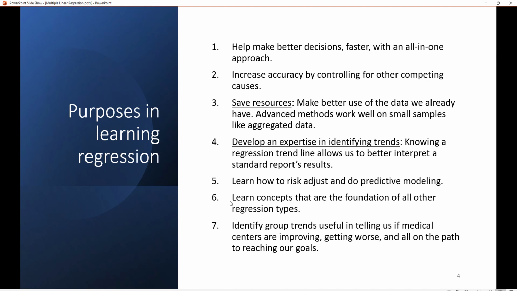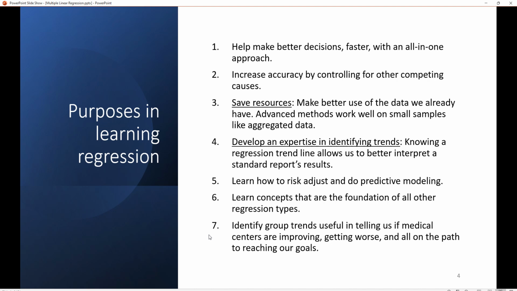Number 6 is to learn concepts that are the foundation of all other regression types. Multiple linear regression was the first regression type, and it set the standard on the things that we look at. We actually have fewer assumptions if we're doing a regression correctly, but a lot of the big parts of multiple linear regression get carried over into things like logistic regression or survival analysis. We're all using those same theories of what things are important in calculating those results.